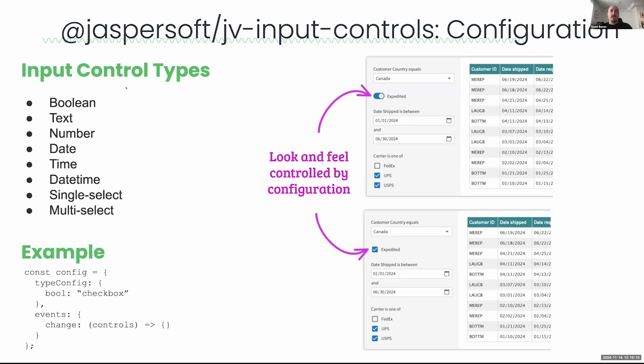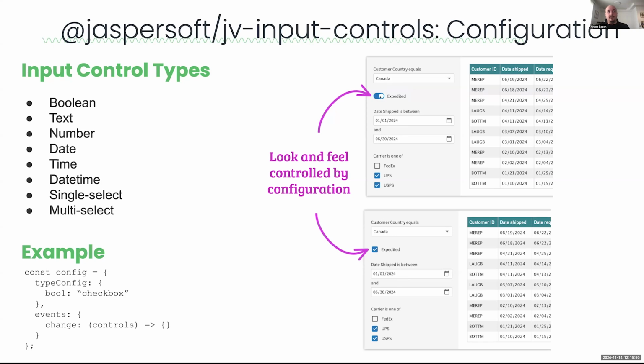So there are many input control types already supported by JRS that will now be supported by this component, such as Boolean, text, number, date time, single select, and multi-select. Each of these will have different configurations, and you can provide for all of the controls for a certain resource certain events that will be callbacks called in the case of those events. Currently, change: when we make a change to the control, the provided callback can be called with the description of those controls.